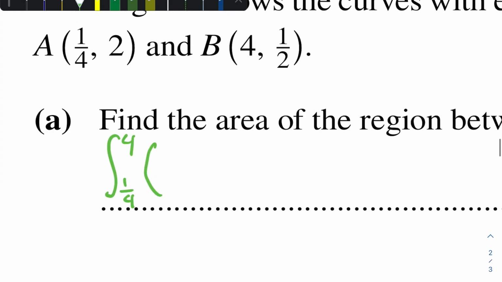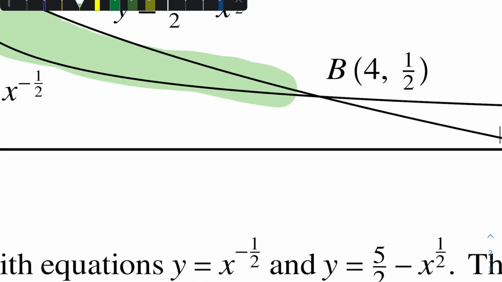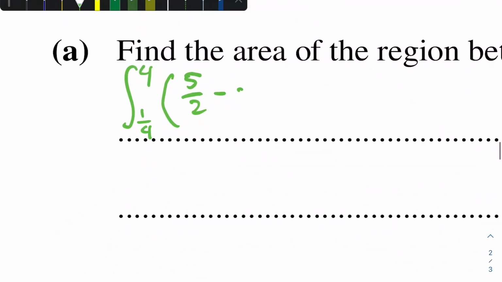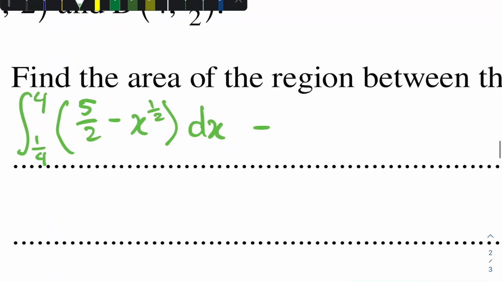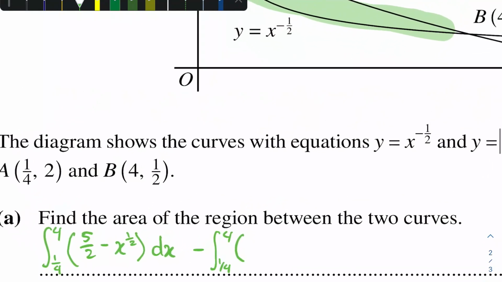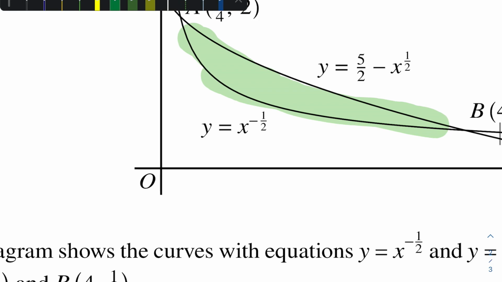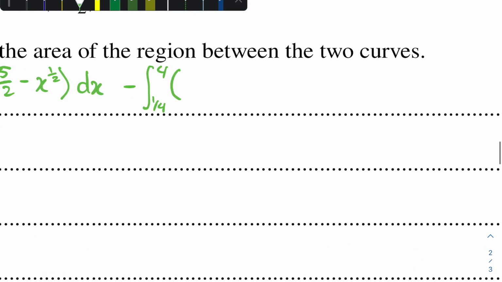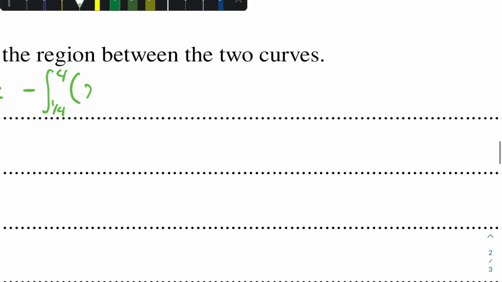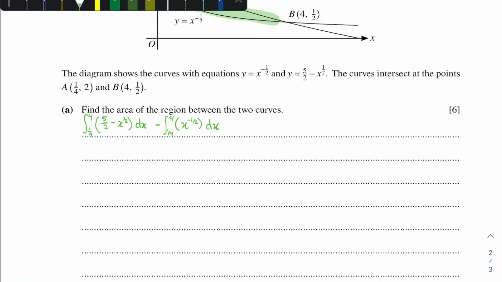We can just put that down. 5 over 2 minus x to the half. It's like that. And then dx. Alright, you're going to minus that with, again, 1 over 4 until 4. But this one should be the second line, which lies on the bottom here. Is this one right here? y equals x to the negative half. Just gonna put that down. Oh, is it negative x? No. Alright, so dx.